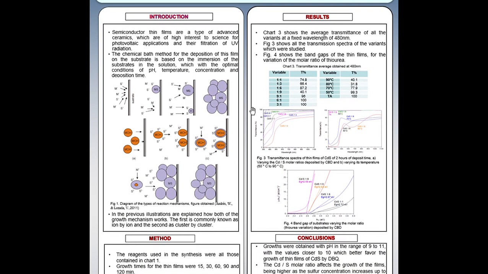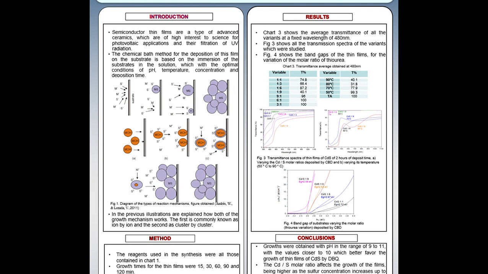Semiconductor thin films are a type of advanced ceramic which are of high interest to science for photovoltaic application and their filtration of UV radiation. The chemical bath method for deposition of these films on a substrate is based on the immersion of the substrate in a solution, with the optimal condition of pH, temperature, concentration, and deposition time. The thickness of said film largely depends on the factors previously mentioned.